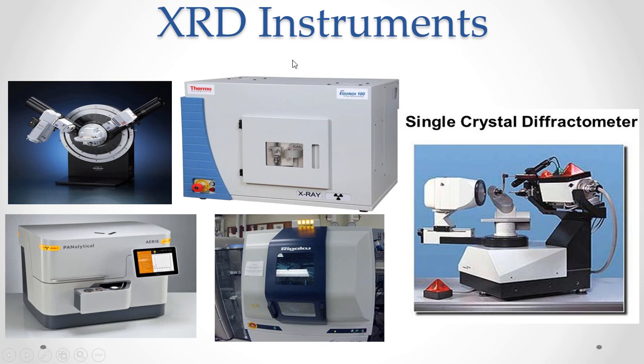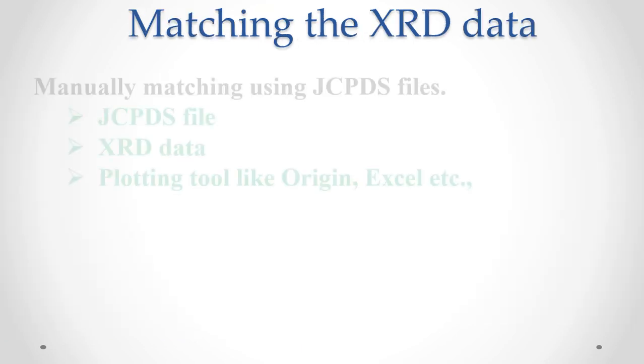Here I am showing some of the XRD instruments which are used to take the XRD data of nanomaterials, thin films, and all types of samples. And here is the single crystal diffractometer. From this instrument we can get the single crystal data of growing crystals, but this instrument does not give any graph-like patterns. Now we are going to learn how to match the XRD data.